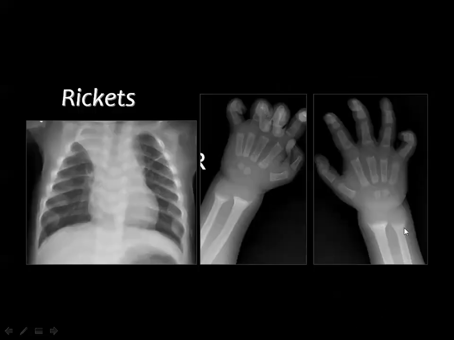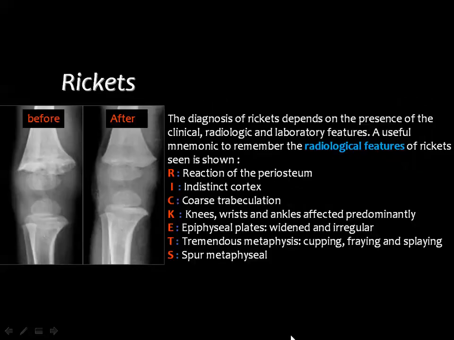And here the active rickets is evident in the distal part of the radius and ulna, and also you get the rachitic rosary beads, which are widening of the provisional zones of calcification at the costochondral junctions, leading to these swellings, which are known as rachitic rosary beads.